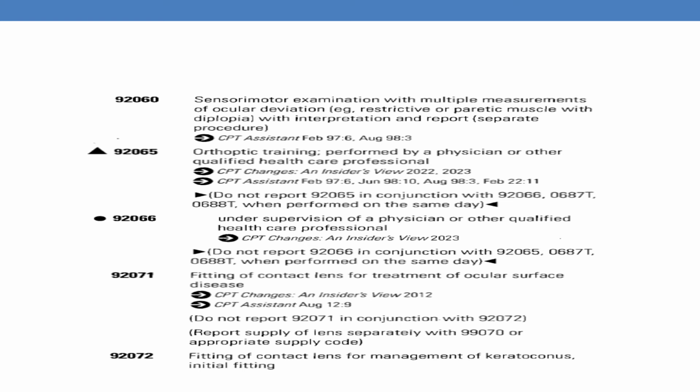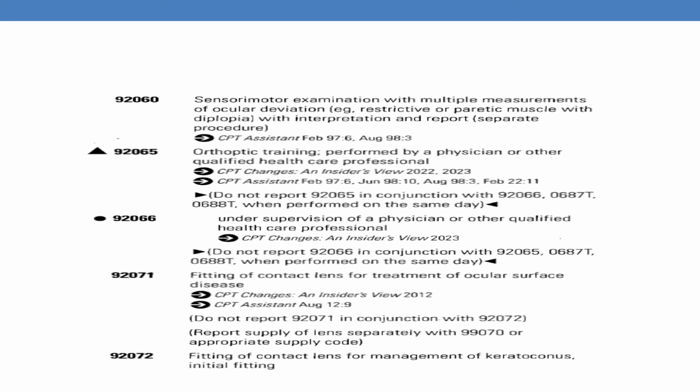The next CPT is 92065. It is given for orthooptic training performed by a physician or other qualified healthcare professional. The next CPT is 92066, for orthooptic training under supervision of a physician or other qualified healthcare professional. If the orthooptic training is performed by the physician, you need to report 92065. If it is under the supervision of the physician, you need to report 92066.